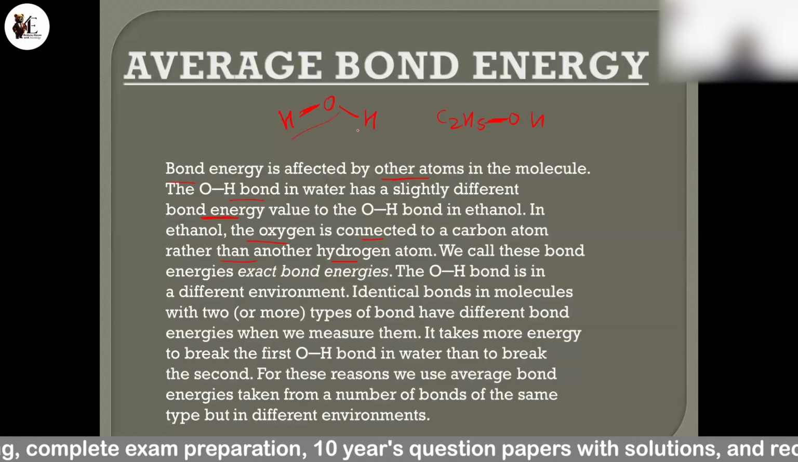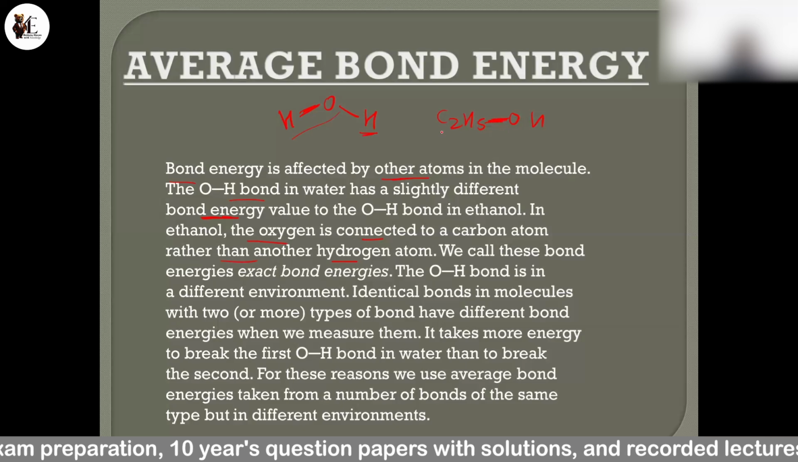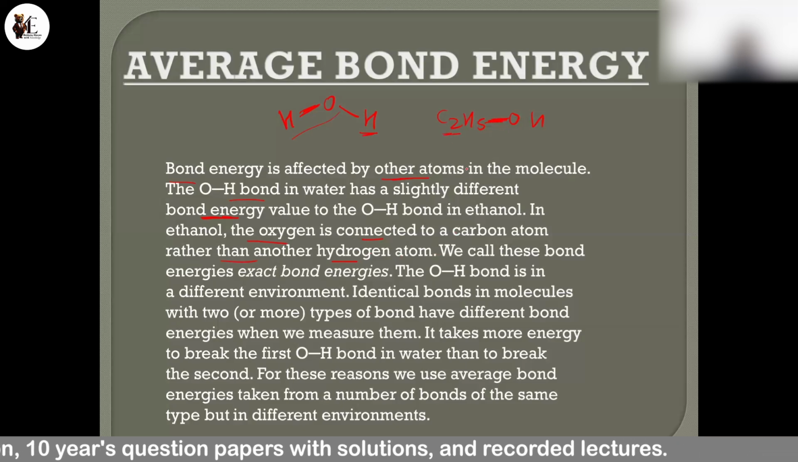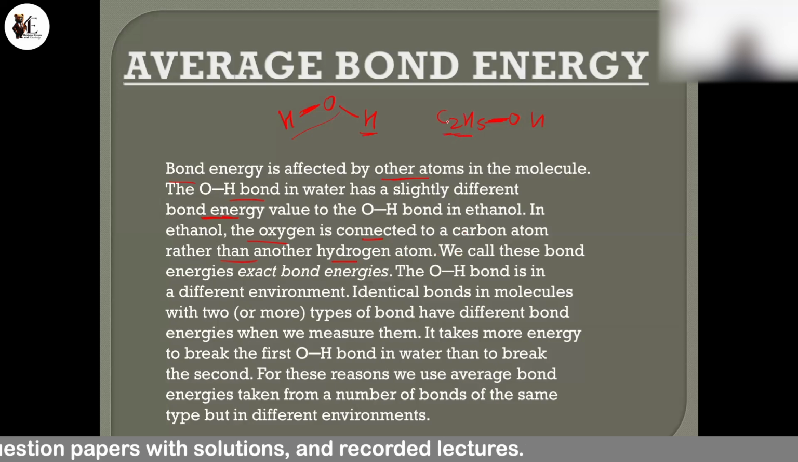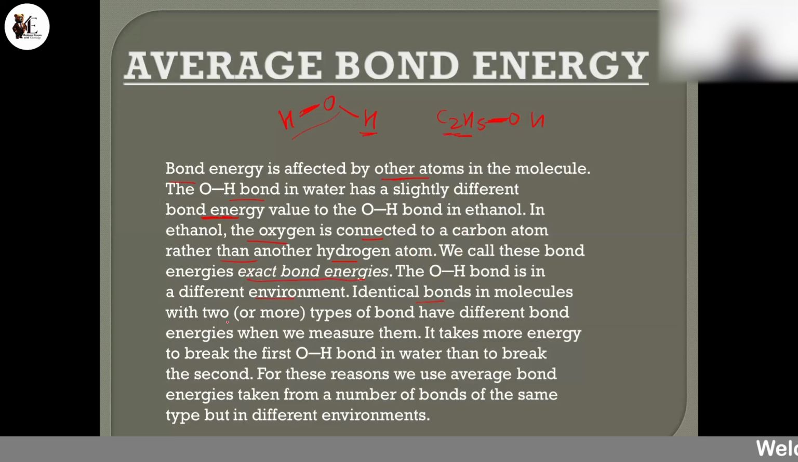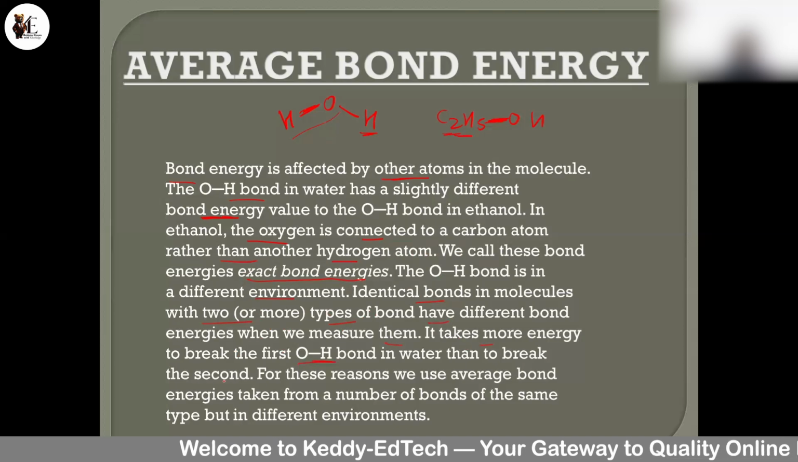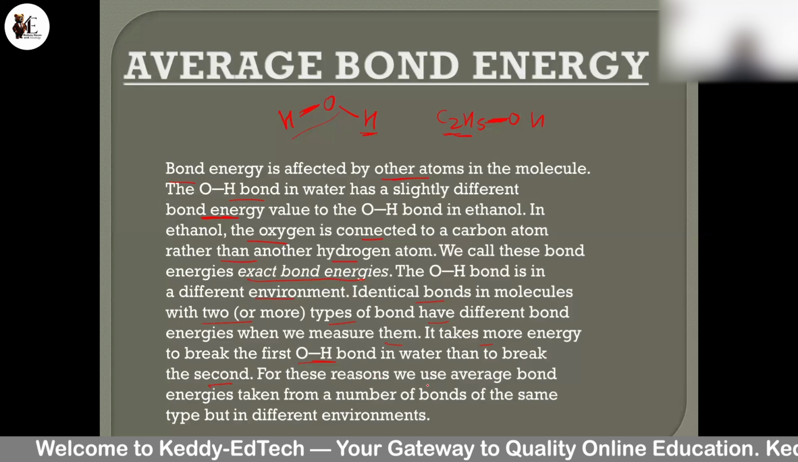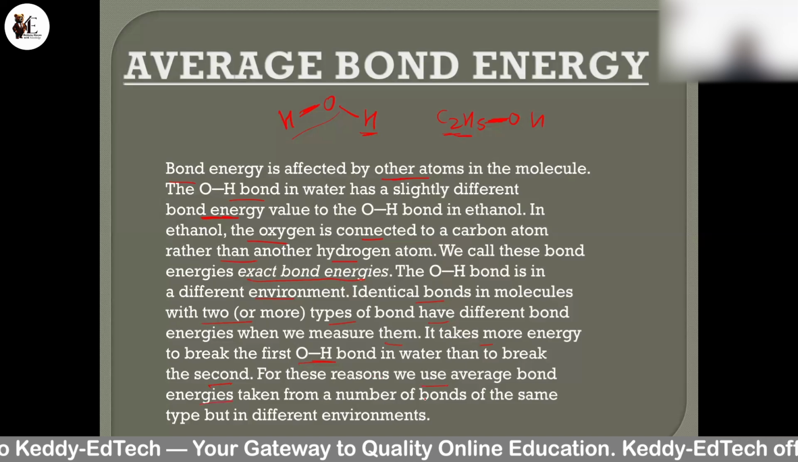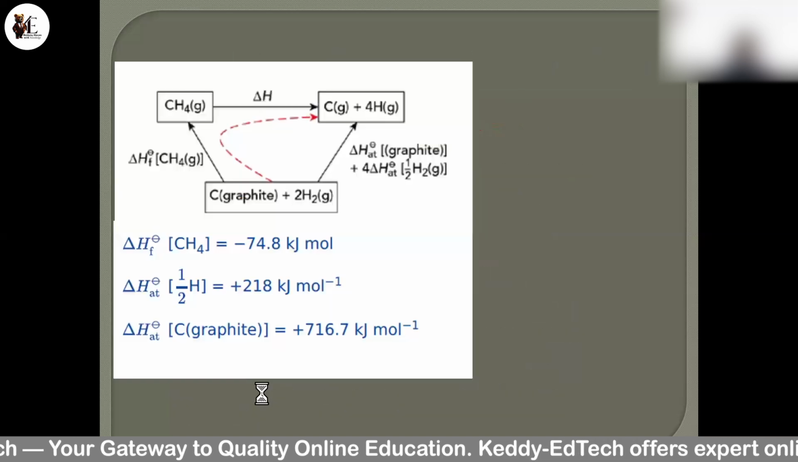Okay, this OH bond is connected to a hydrogen atom. This OH bond is connected to the carbon atom. When you make the displayed formula, you get that the carbon is connected to the oxygen atom. We call these bond energies exact bond energy. The OH bond is in a different environment. Identical bonds in molecules with two or more types of bond have different bond energies when we measure them. So it takes more energy to break the first OH bond in water than to break the second. For these reasons, we use average bond energy taken from a number of bonds of the same type but in different environments.